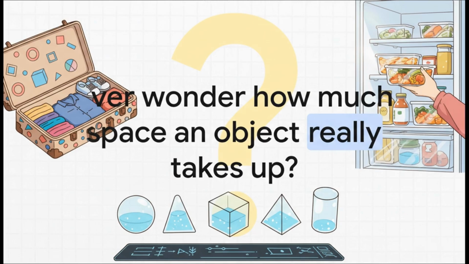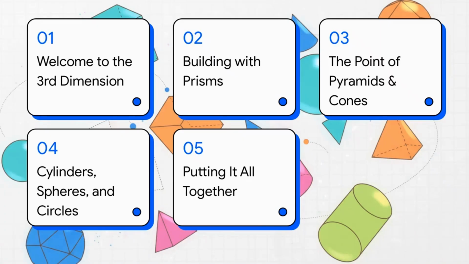Well, let's find out. So, here's our game plan. We'll kick things off with the basics of volume, then we'll get into prisms, pyramids, and spheres. And finally, we'll see how to put all these pieces together to figure out more complex objects you see every day. By the end of this, you're going to see the world in a whole new dimension.